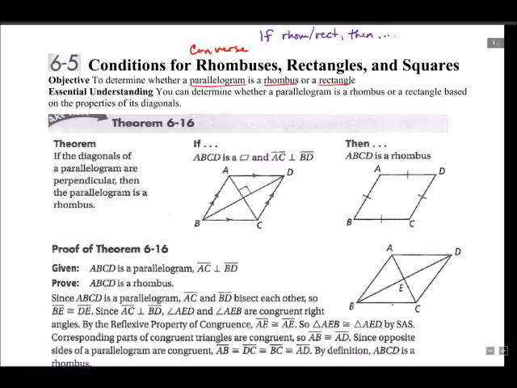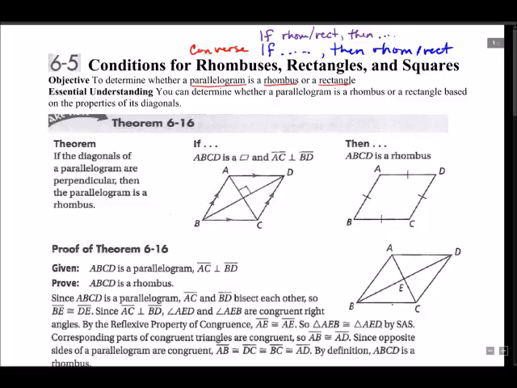In this lesson, we're going to be doing the converse of those things. So we will say, if special things happen, then we can say that our parallelogram is a rhombus or a rectangle. So these should be pretty easy. We've already done this.